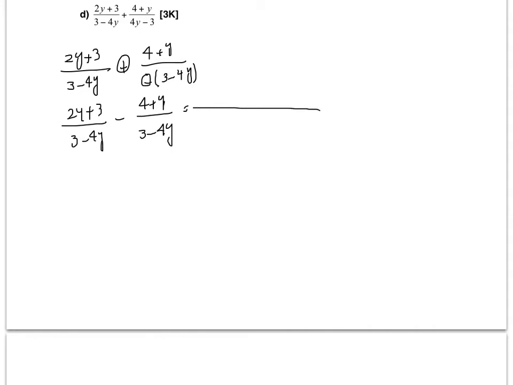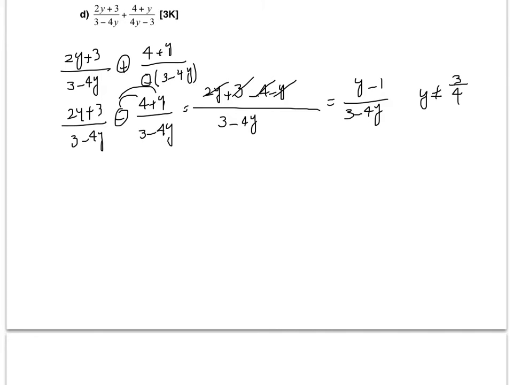Now, since the denominators are the same, I'm going to subtract the numerators. I get 2y plus 3 minus 4 minus y. I'm going to distribute the negative inside the bracket here, and I get 3 minus 4y in the denominator. Now 2y minus y gives me y, 3 minus 4 gives me negative 1, over 3 minus 4y. And if you look at the denominator, y cannot be equal to 3 over 4. So that's our restriction.